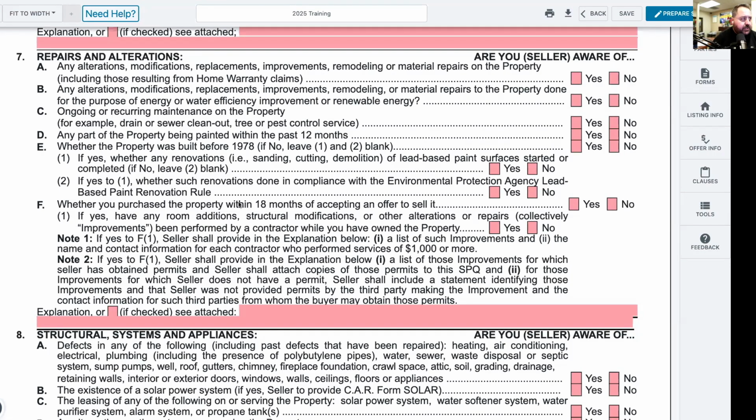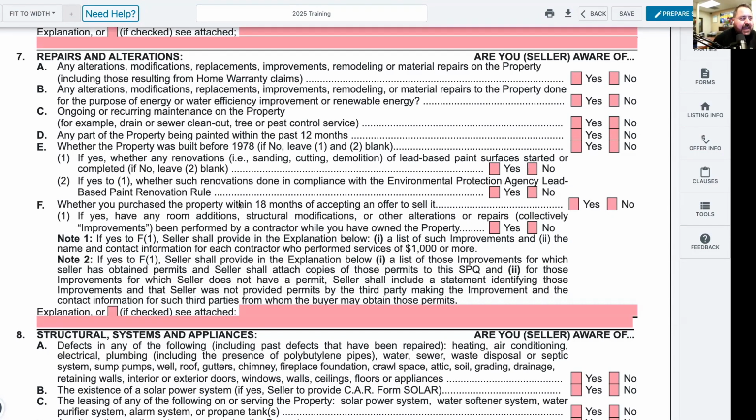Repairs and alterations. This section F is new, right? Whether you purchase a property within 18 months of accepting an offer to sell it. Yes or no? Did you? Is this a flip? Did you buy it in the last 18 months? Yes. Okay, great. If yes, have any room additions, structural modifications, or other alterations or repairs, collectively improvements, been performed by a contractor while you have owned the property? Now, that's the important part.